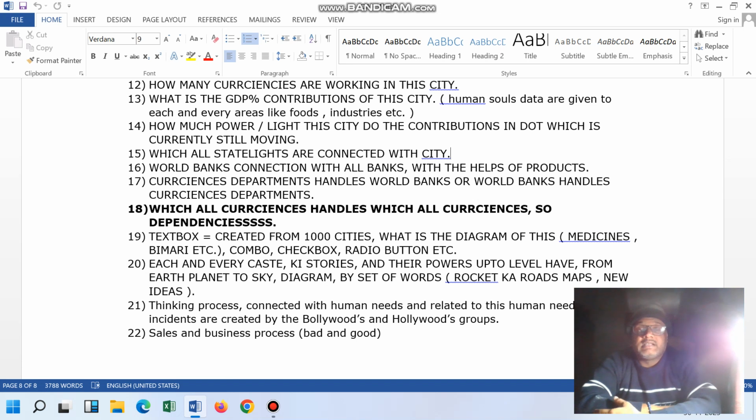And nowadays BMWs are also being used with red batti. Previously it was Ambassador, but nowadays BMW is also there, and many cars are being used. So just imagine up to what level the stuff has reached. This is above the currency. The currency groups are also connected with the set of groups.